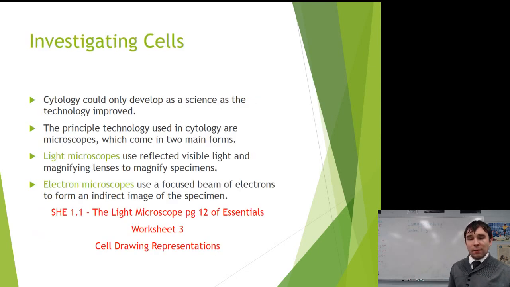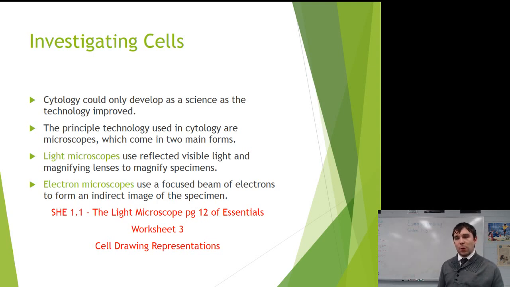Where we're looking at investigation of cells, what tools can we use, what skills can we develop to actually look at these particular situations and determine whether or not an organism or a particle meets any of these or all of these requirements? The most important tool in microbiology are microscopes. And there are two different types.